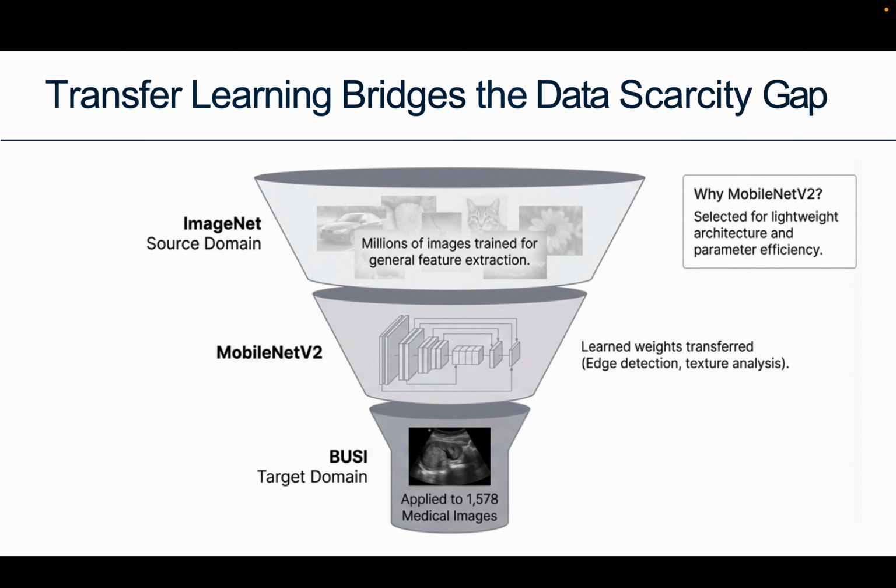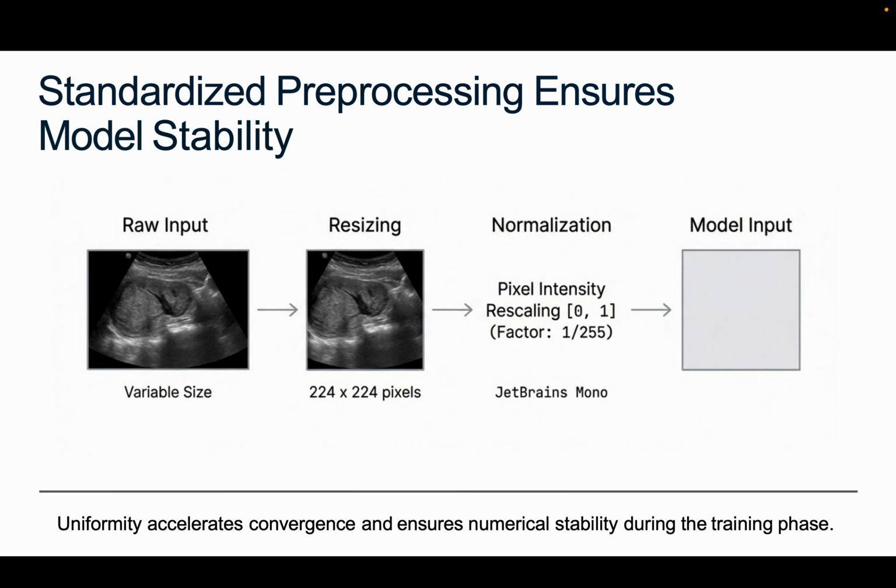Previous studies show that transfer learning performs well on medical datasets with limited samples. Therefore, I used a pre-trained MobileNetV2 instead of training a deep network from scratch. All images were resized to 224 by 224 pixels and normalized. Standardized pre-processing improves numerical stability and training convergence.